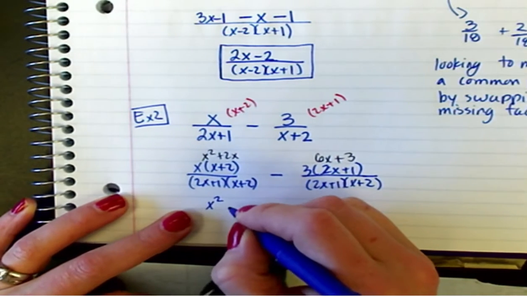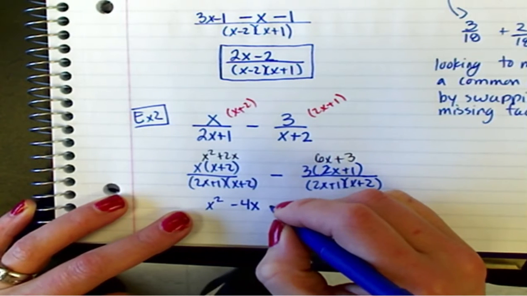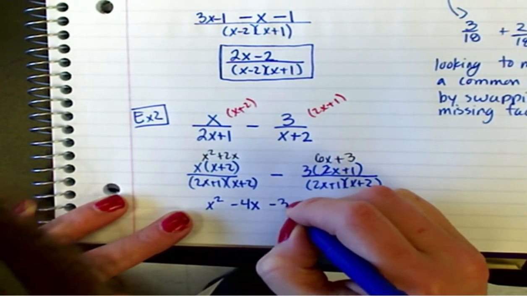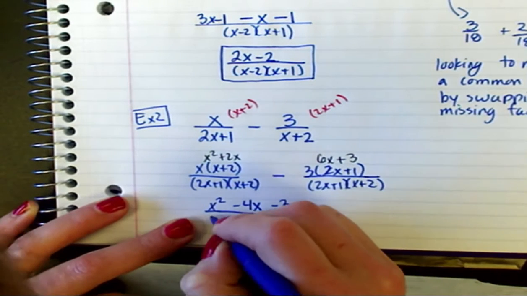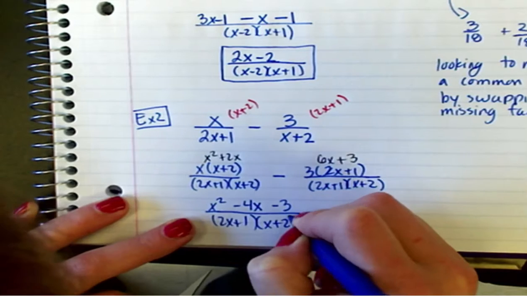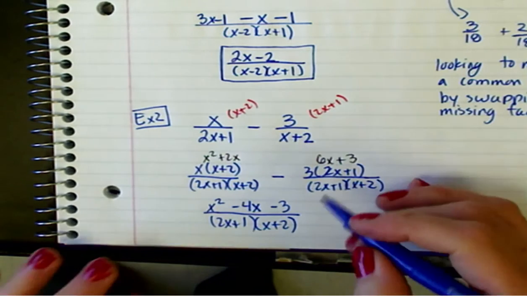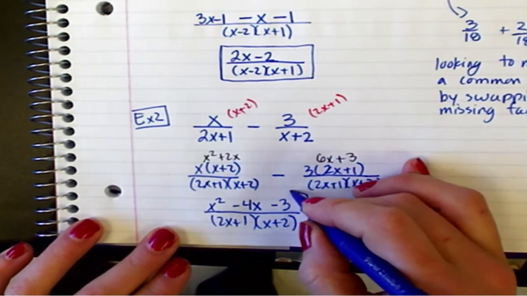x squared minus 4x minus 3. Yeah, and that numerator is prime. It doesn't factor. So just leave it right at that.